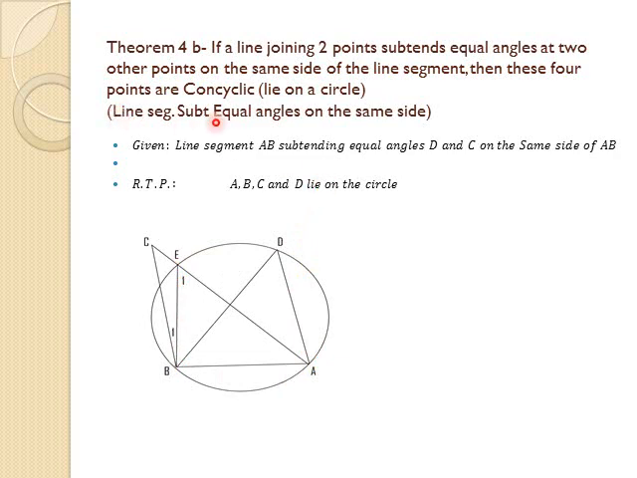So we say line segments subtend equal angles on the same side. You'll see later on when you start doing problems, one of the problems is that I have to use Theorem 4 to prove something is a cyclic quad. So in an exam, given line segment AB subtending equal angles D and C on the same side of AB. According to them, this angle is equal to that. Required to prove that A, B, C and D lie on the circle. Technically you see C is not on the circle drawn, but let's solve.